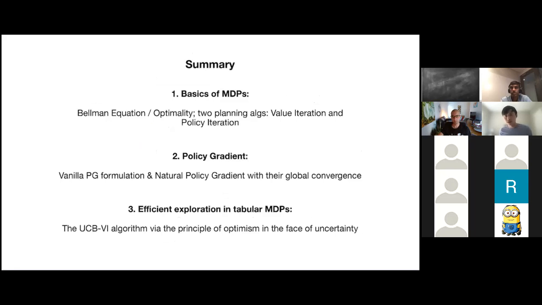Okay, so let me just do a quick summary. We talked about the basics of Markov decision processes, and then we talked about the policy gradient approach. One nice thing about the policy gradient approach is that despite being non-concave, it finds a global optimal solution. And NPG is actually pretty fast in finding the global optimal policy. Then in the third part, we talked about efficient exploration, and here we talked about the UCBVI algorithm. The proof behind this algorithm is, again, the principle of optimism in the face of uncertainty. Okay, so that's all I want to talk about in part 1.